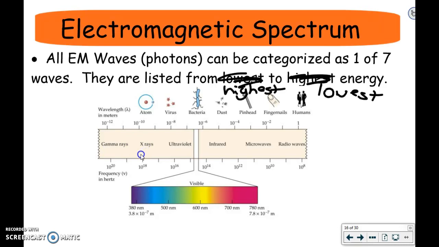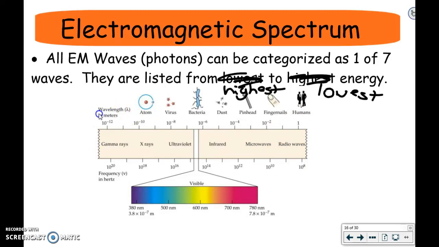X-rays are a little bit less energy. Ultraviolet or UV rays, those are, once again, high energy photons, but not as high as gamma or X-rays. Then we get into a little section called visible light, and we're going to talk about visible light in detail. We have infrared or IR, microwaves, and radio waves. And these, once again, have the lowest energy.